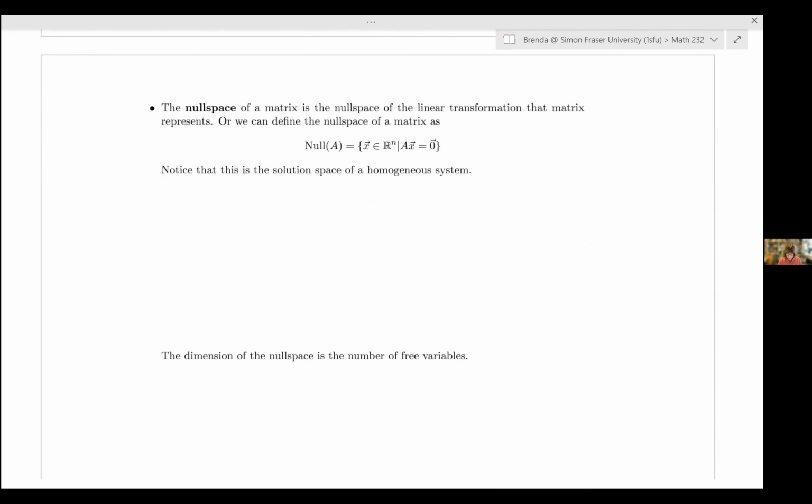Okay, so the null space of a matrix is the null space of the linear transformation, or we can say it this way: the null space of A is all of the vectors in the input such that Ax, the output, is equal to 0. You'll note that another way we've been looking at this is that it's the solution space of the homogeneous equation. This is the homogeneous equation because that is the 0 vector. So we're just going to do a second example about this.